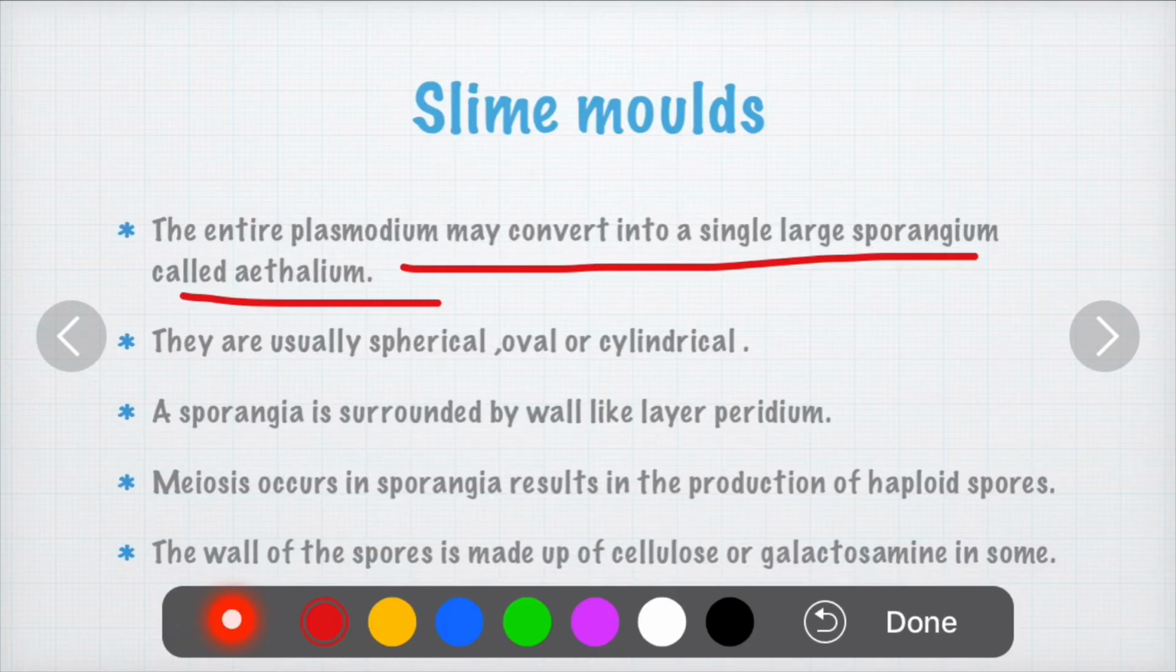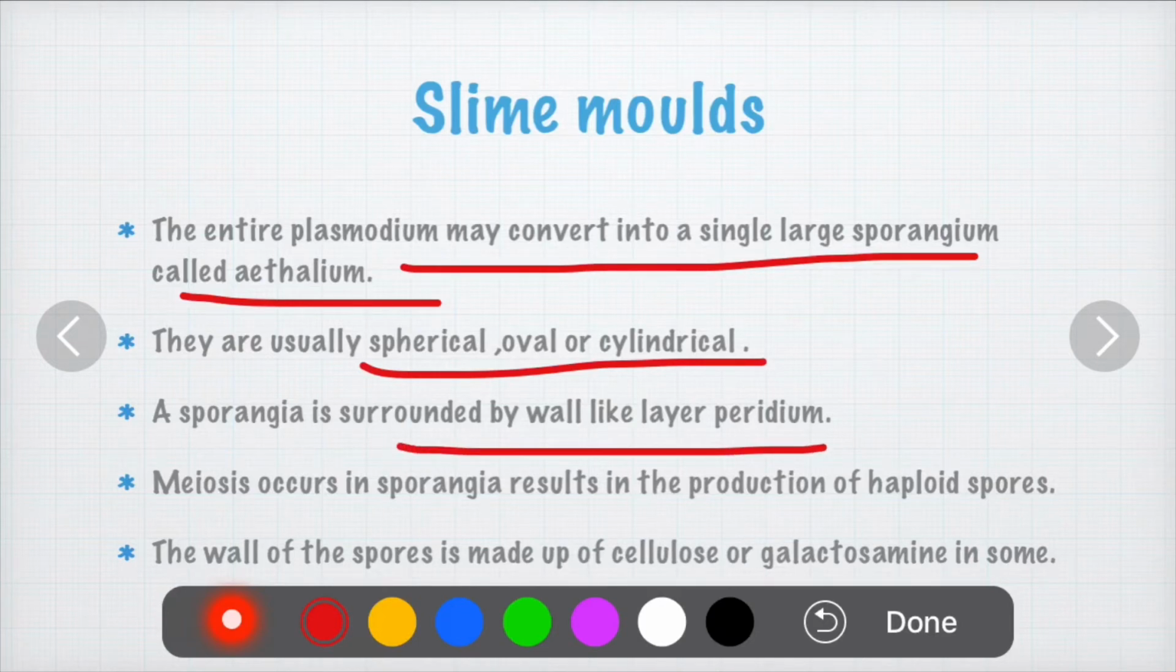They are usually spherical, oval, or cylindrical in shape, as we already know. The sporangia are surrounded by a wall-like layer called the peridium. That is one of the layers around the sporangia.